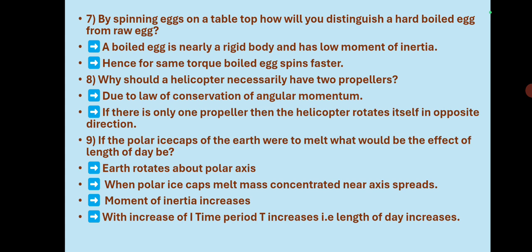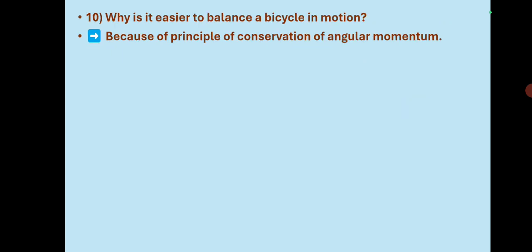Next, if the polar ice caps of earth were to melt, what would be the effect on the length of day? Actually, earth rotates about the polar axis. When the polar ice cap melts, the water or mass concentrated near the axis spreads. It is melting means converting into water itself only, no? So it spreads. So moment of inertia increases. With increase of I, that is moment of inertia, time period increases. So the length of day increases.